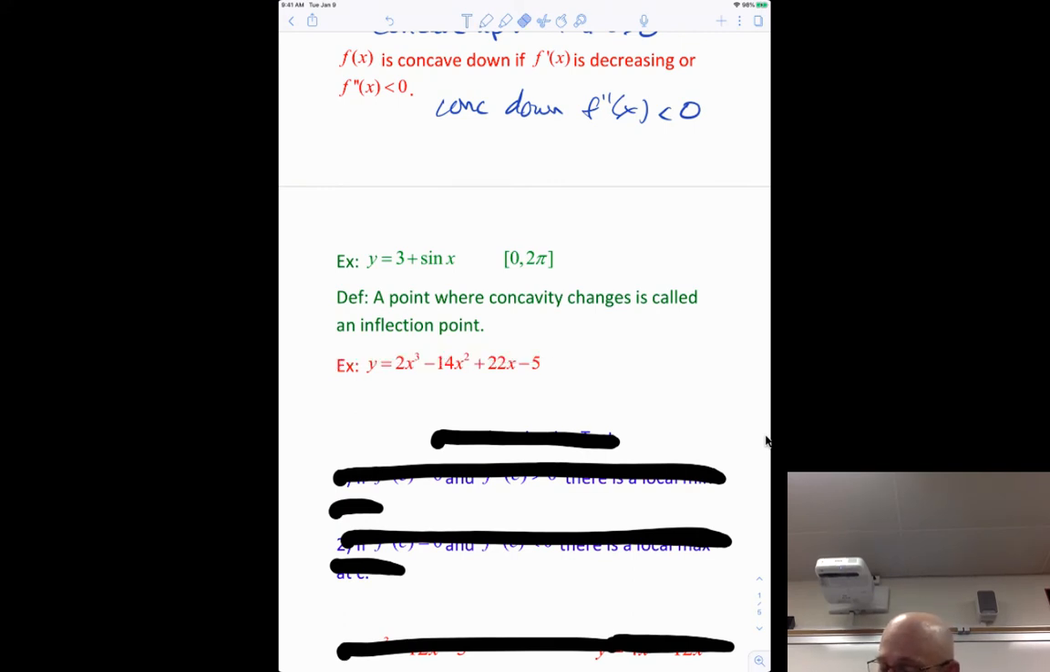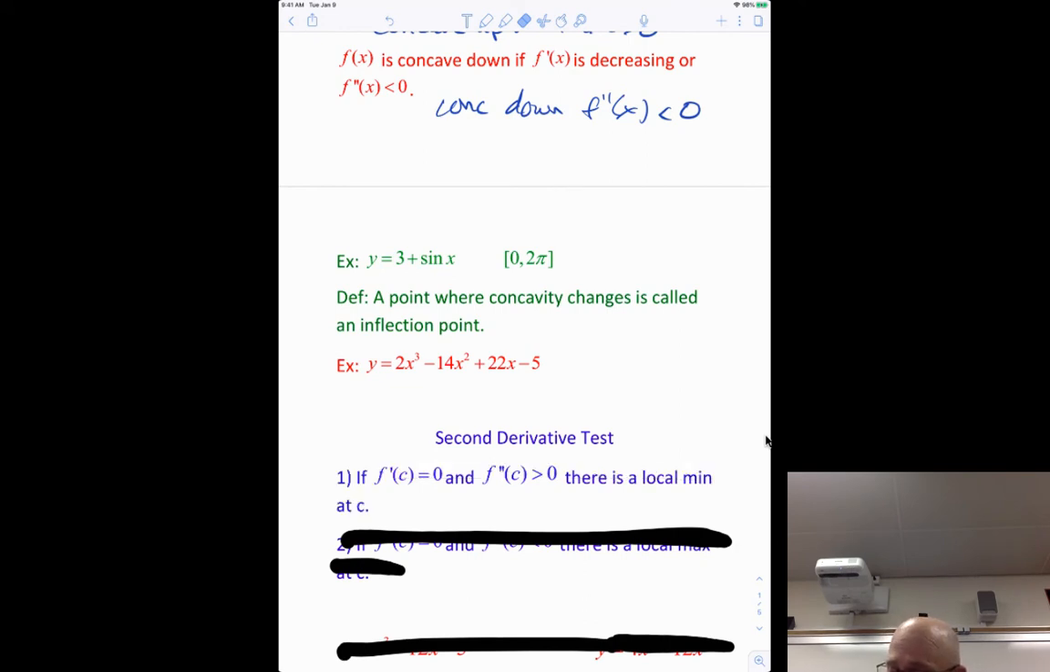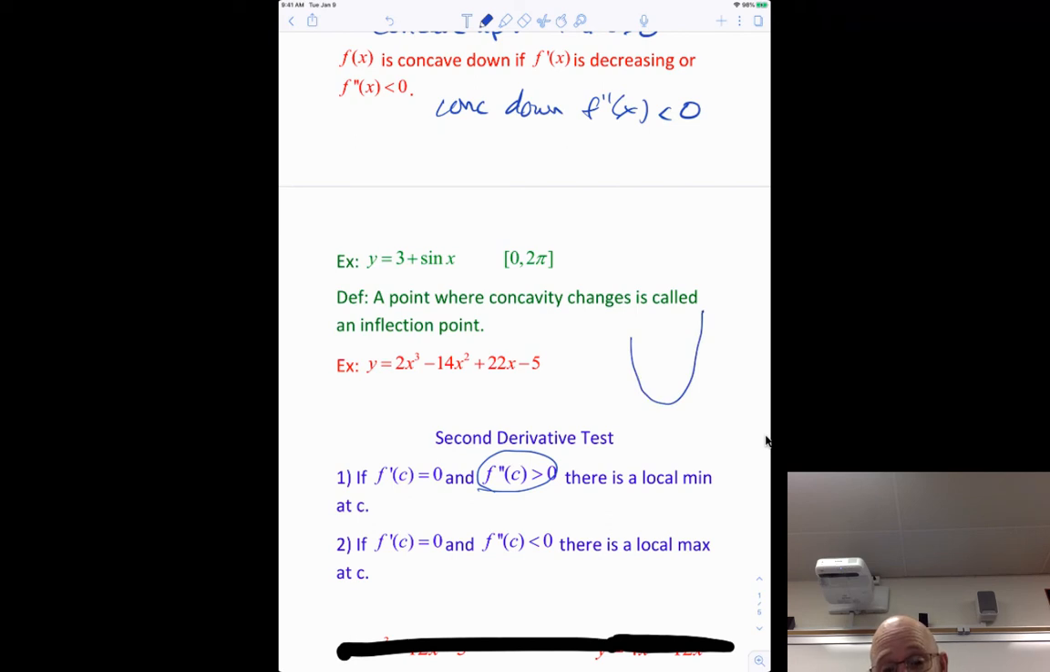I want to just throw in the last terminology. There is a second derivative test. The second derivative test is also a way to tell us if there's a minimum or maximum. If the second derivative is positive, that means it's concave up, right? And if it's concave up, there's got to be a minimum point.